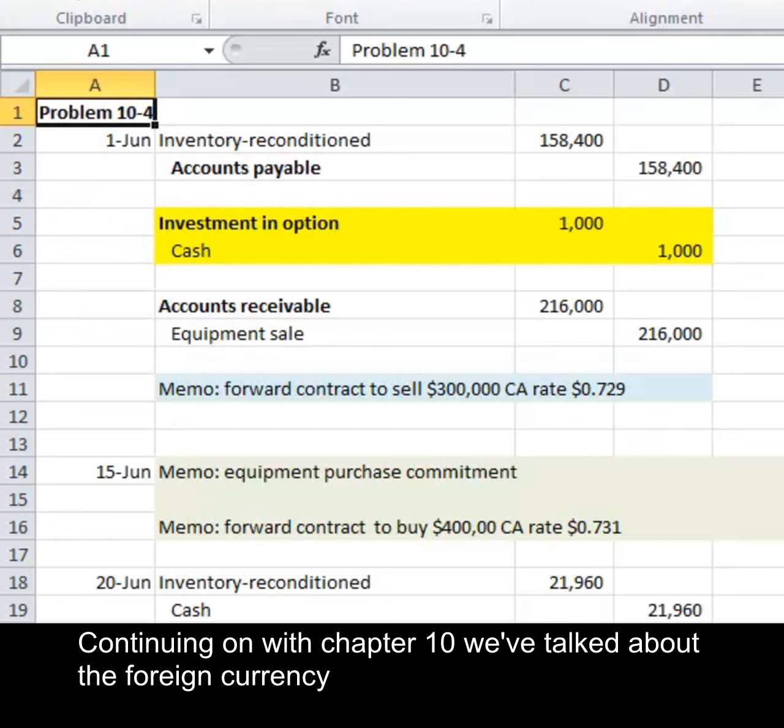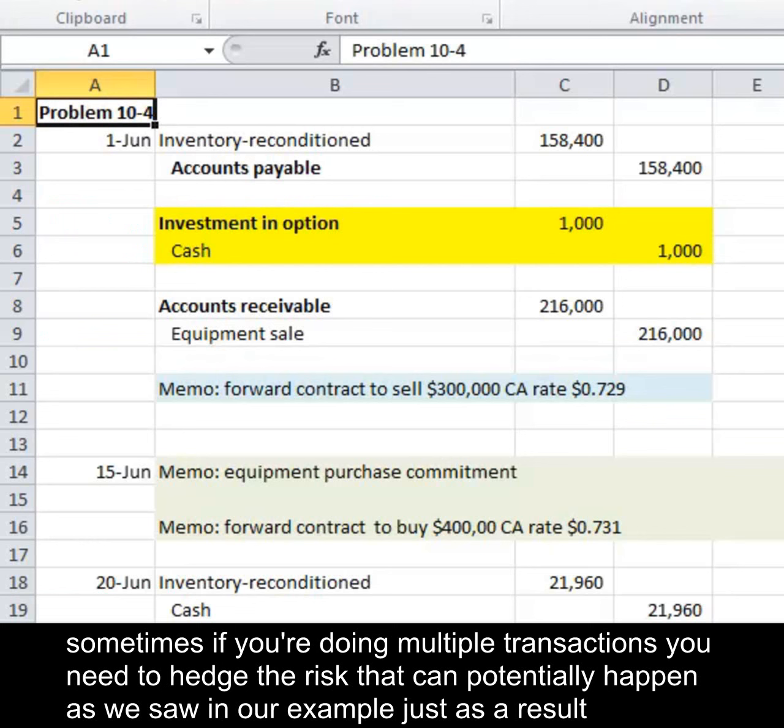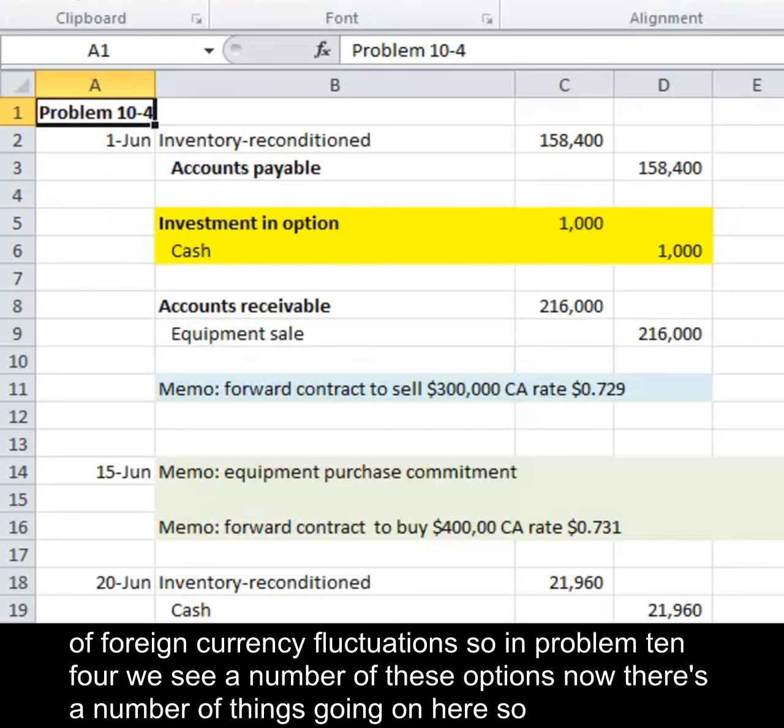Continuing on with Chapter 10, we have talked about the foreign currency. Sometimes, if you're doing multiple transactions, you need to hedge the risk that can potentially happen, as we saw in our example, just as a result of foreign currency fluctuations. So in problem 10.4, we see a number of these options.